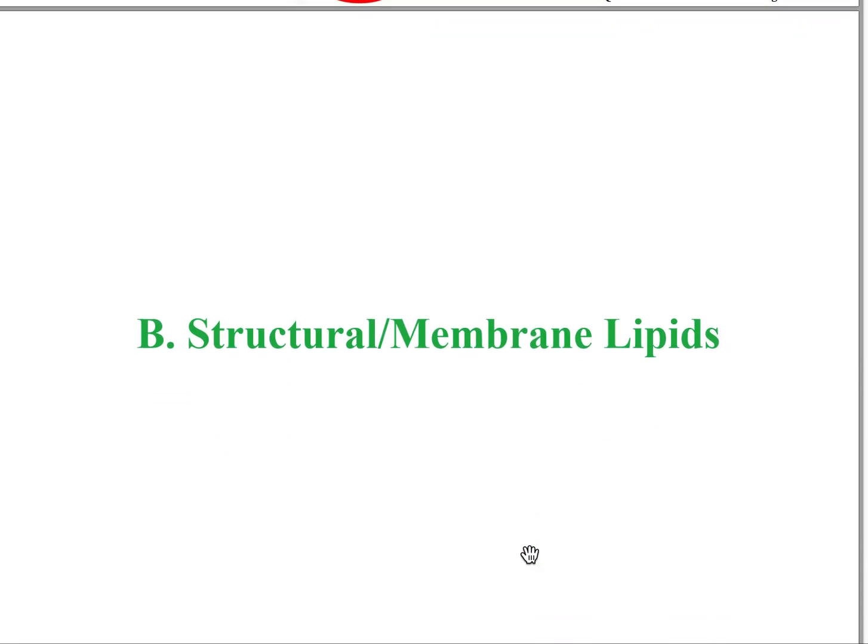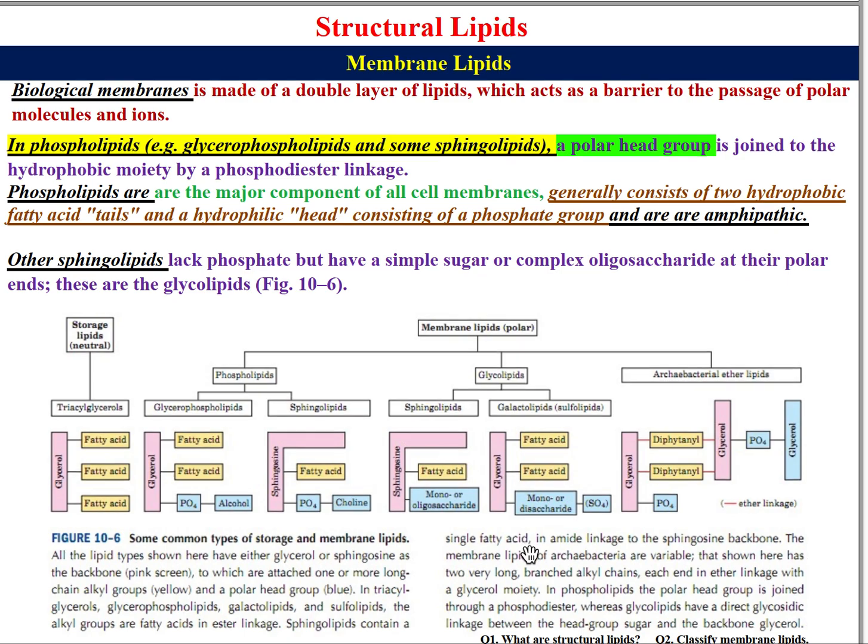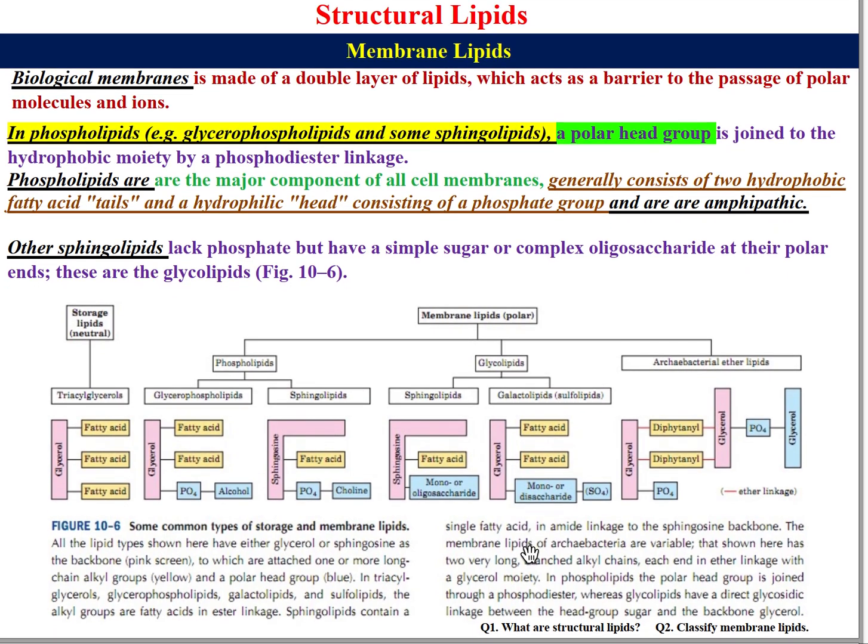This is quite easy. So let's go for structural lipids, not membrane, sorry. Basically, structural lipids are involved in membrane formation. A biological membrane is made of a double layer of lipids, which act as a barrier to the passage of polar molecules and ions. In phospholipids, like glycerol phospholipids and some sphingolipids, a polar head group is joined to the hydrophobic moiety by a phosphodiester linkage.